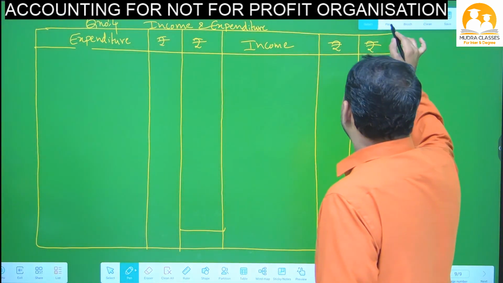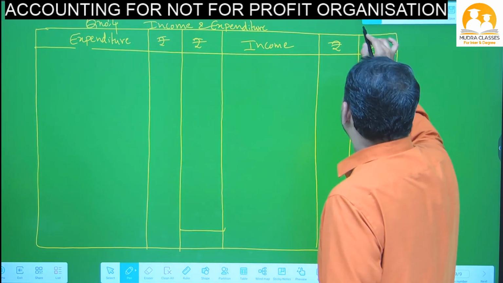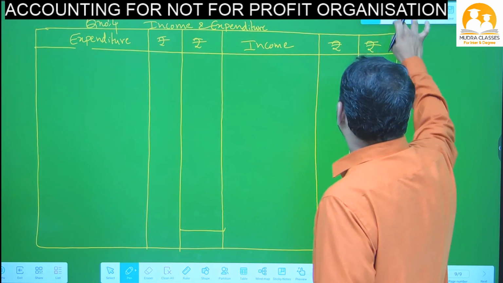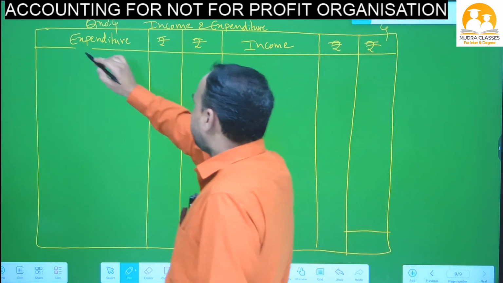Nana, this is credit. Here I have written credit and here I have written debit.